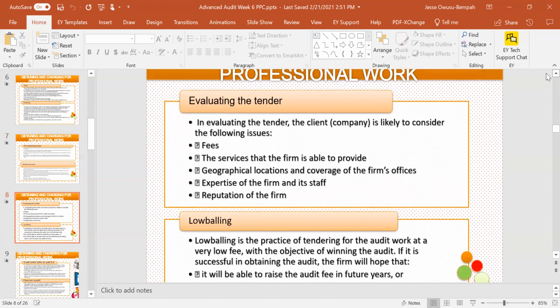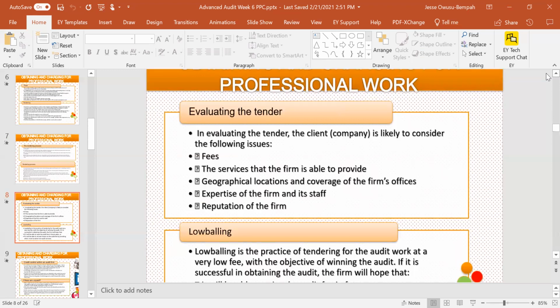Now, let's look at how to evaluate the tender. In evaluating the tender, the client is likely to consider the following issues. The fees would be one critical thing that the clients will consider. The services that the firm is able to provide, the geographical location and coverage of the firm's offices. Sometimes companies will want to work with audit firms that cover several locations. For example, if it's a multinational, they want an audit firm that's able to cover several locations across the world. It just helps them in terms of relationship.